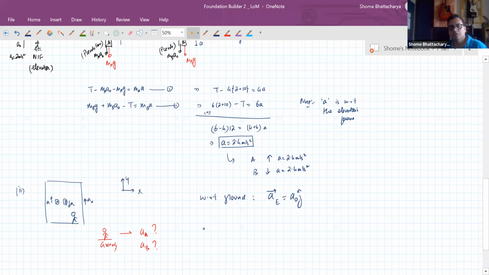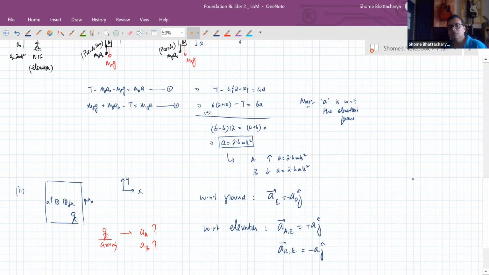Okay. Whereas with respect to the elevator, acceleration of the block A with respect to the elevator is plus a j cap. Okay, this is also plus. Whereas acceleration of B with respect to the elevator is minus a j cap.